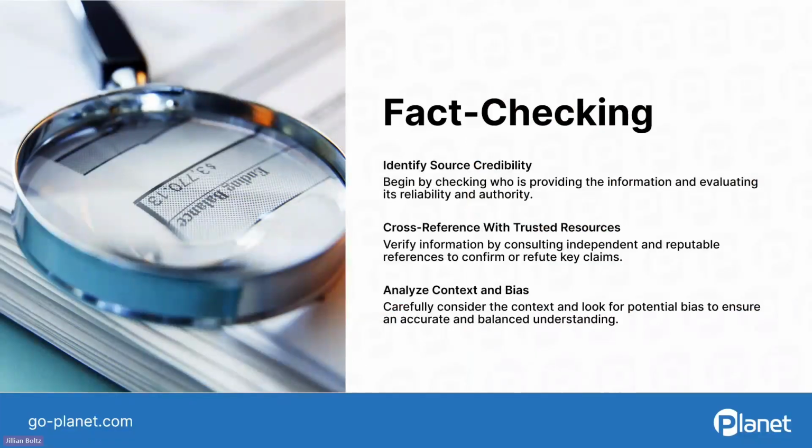A practical fact-checking framework for AI-generated content involves 3 steps. First, identify the source and credibility of the information presented. Next, cross-reference the claims with trusted independent references. Finally, analyze for context and potential bias to ensure balanced and accurate evaluation. If the AI cites a safety standard like ISO 27001, verify it against official documentation.